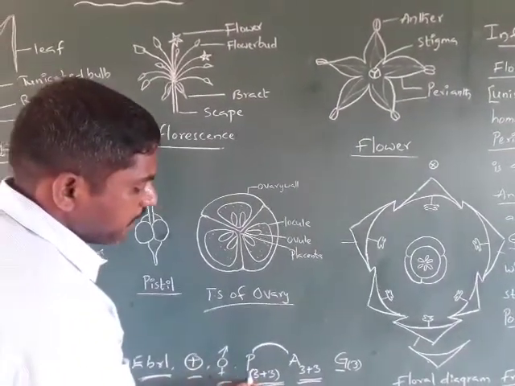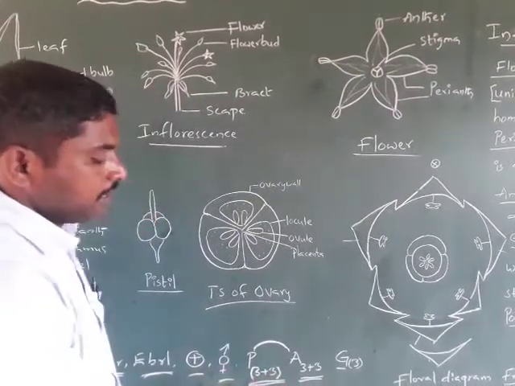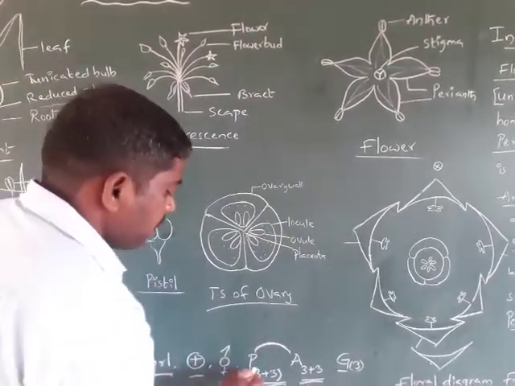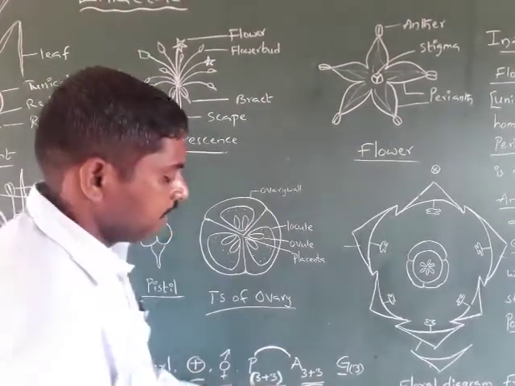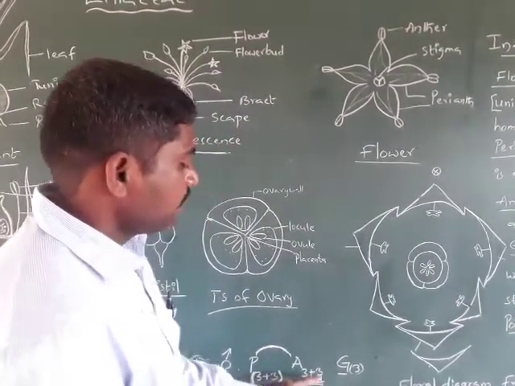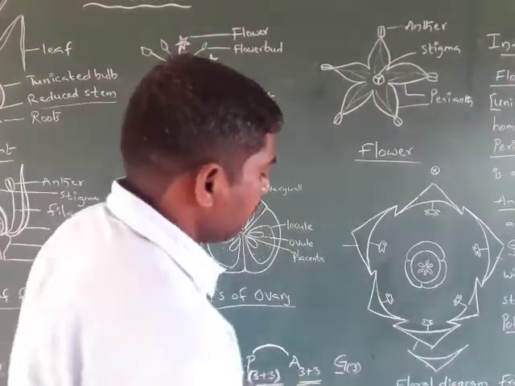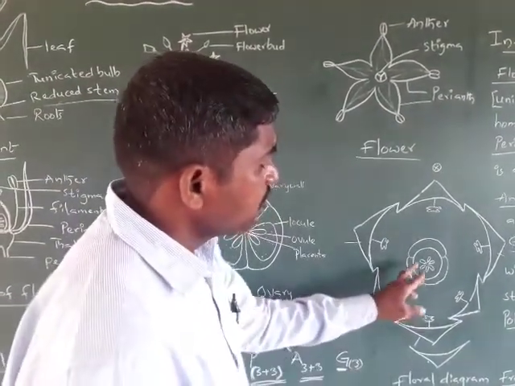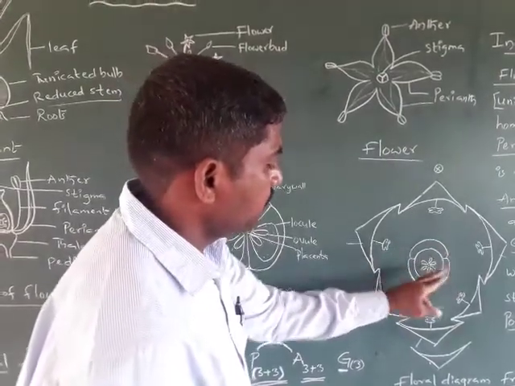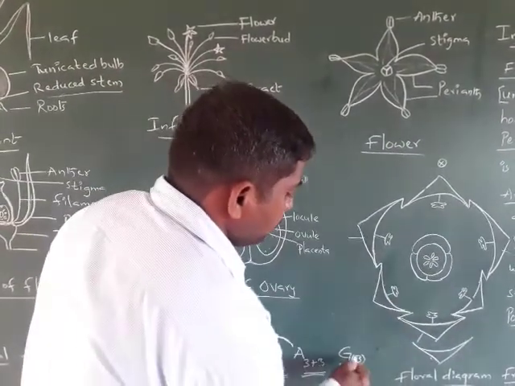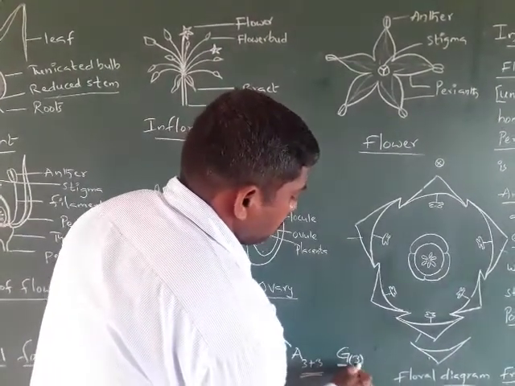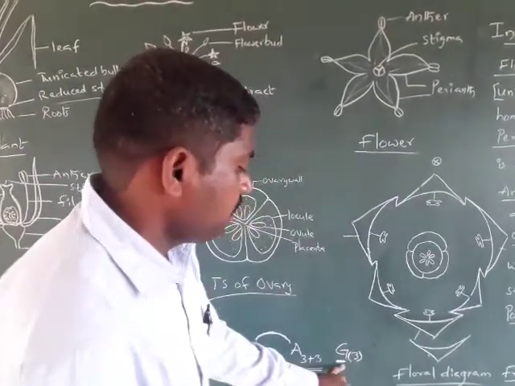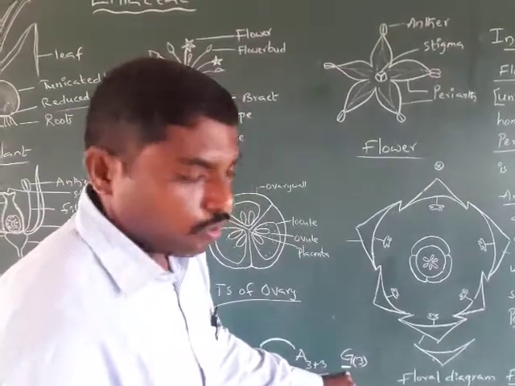And here the perianths are united, 3 plus 3, the inner 3 and outer 3. Perianths are united. This bracket indicates united. Here the stamens are free. And next the gynoecium. Here the gynoecium has 3 locules, and the 3 carpels are united. And the superior ovary.